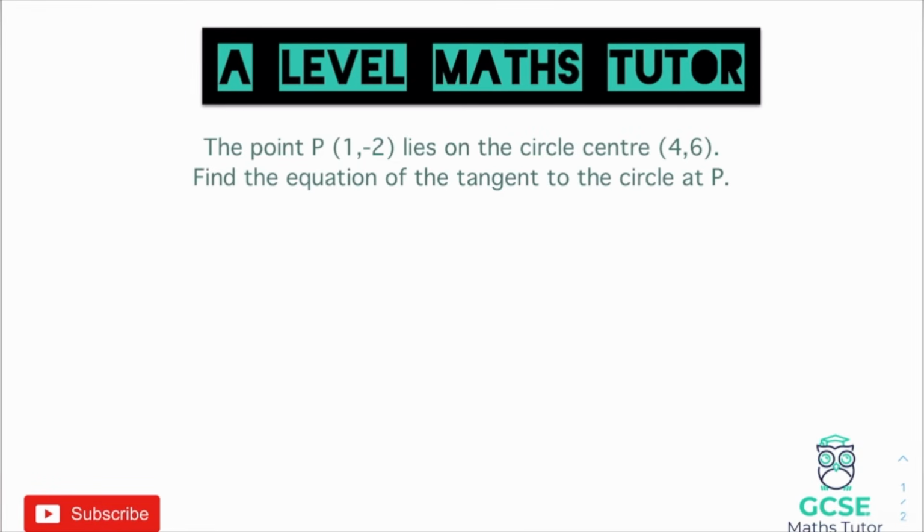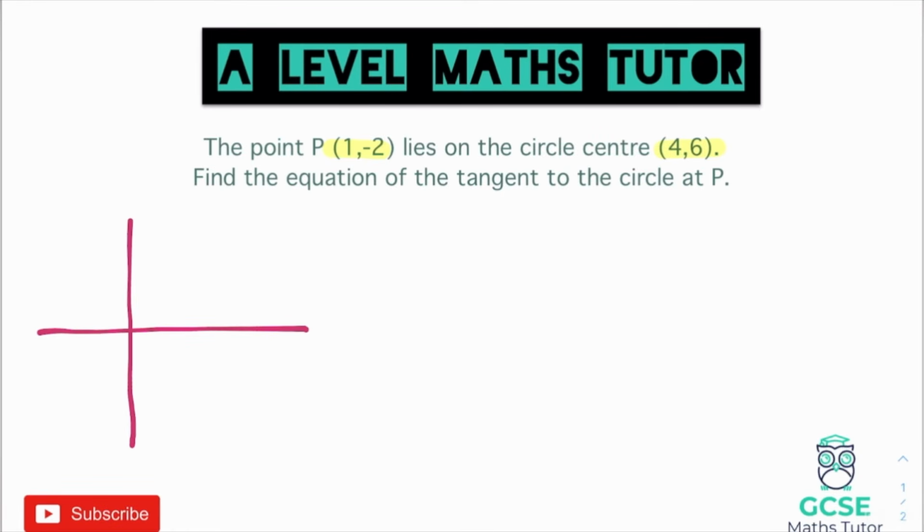Okay, so when looking at tangents to circles, we just need to remember that the tangent is going to be perpendicular to the radius. So for this question here where it says the point P, which is 1, minus 2, lies on the circle with a centre 4, 6, and it wants us to find the equation of the tangent to the circle at that point, we can start by finding the gradient of the radius. Now what you can do on a question like this is to draw a little diagram which might help you to visualize it, and that's fine to do as well.